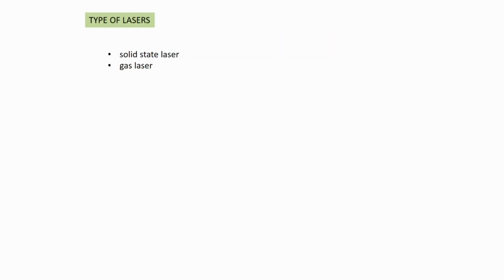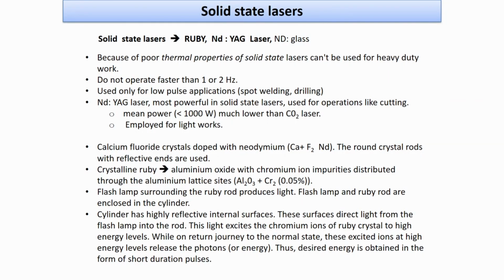So there are different types of lasers, like solid state lasers or gas lasers. First we shall discuss different kinds of solid state laser. Solid state lasers like ruby, Nd:YAG laser, Nd glass laser, these are the various kinds of solid state laser.